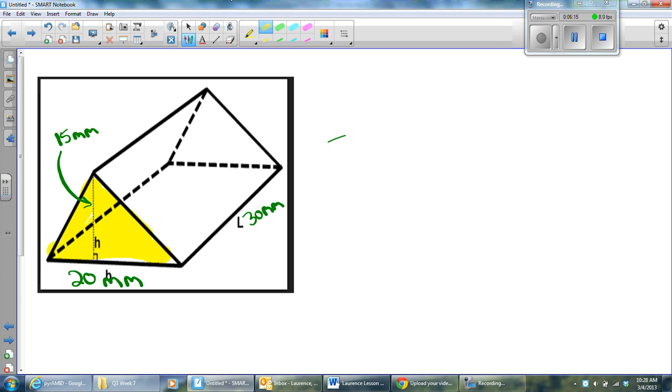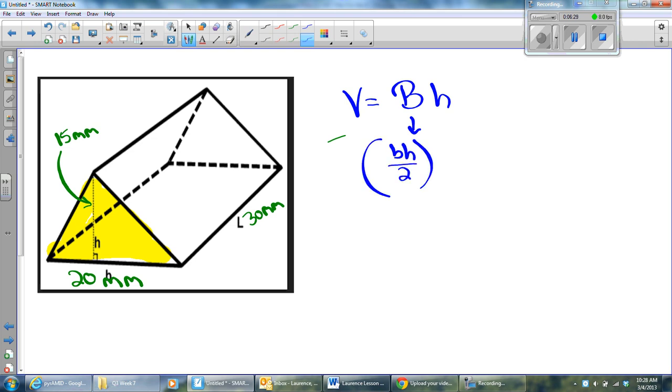And to find the volume, I'm going to use the same basic formula. Volume equals capital B H, only capital B this time is going to be little b, little h divided by 2. And then we're going to multiply by this h. Now some of you are going to get confused. This h here is the height of the triangle. This h here is the height of the prism. Okay, in other words, how long the prism is in this case.